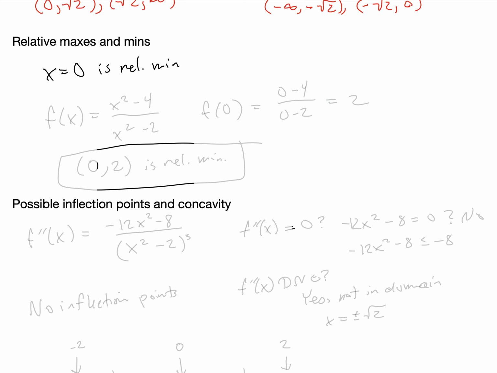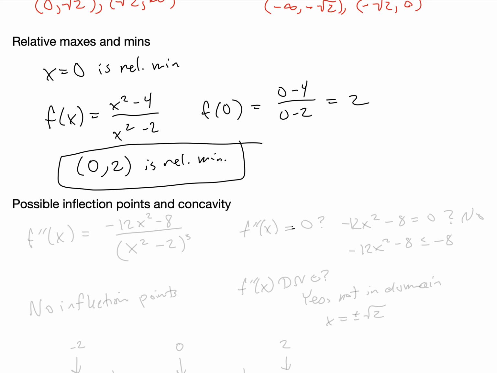And we can plug into the original function to see what that exact point is. So f of x was x squared minus 4 over x squared minus 2. f of 0 is 0 minus 4 over 0 minus 2. That's a positive 2. And so that means (0, 2) is a relative minimum for this function. So that will be useful for us later.